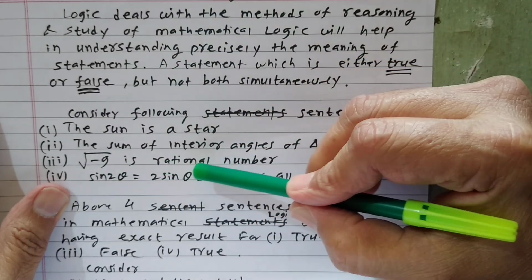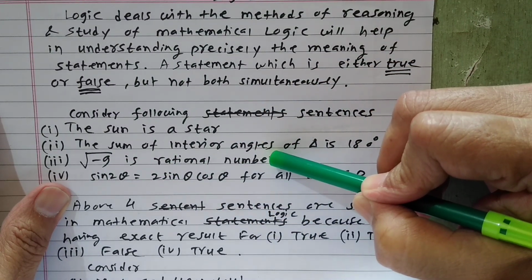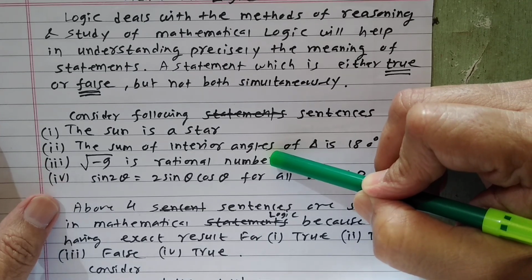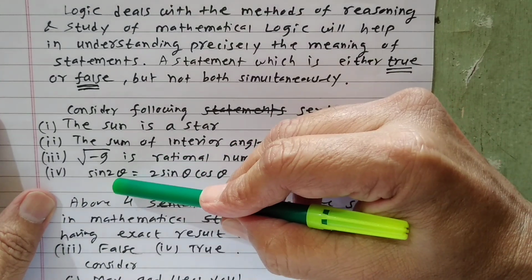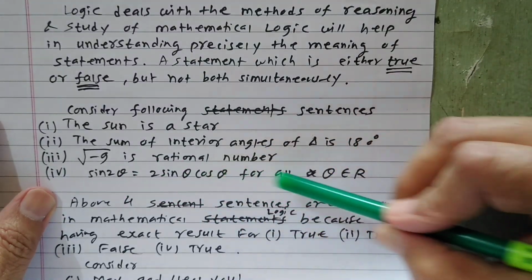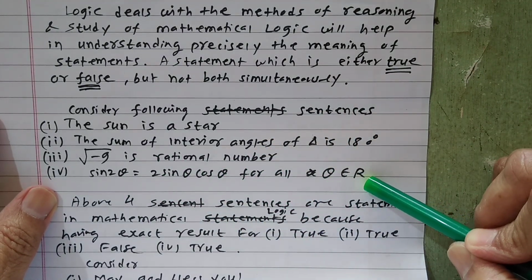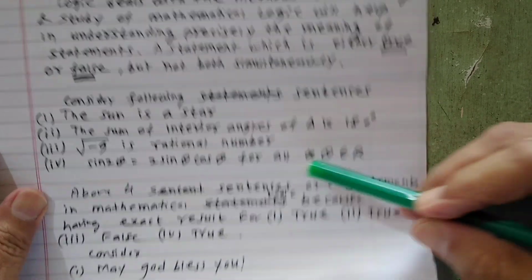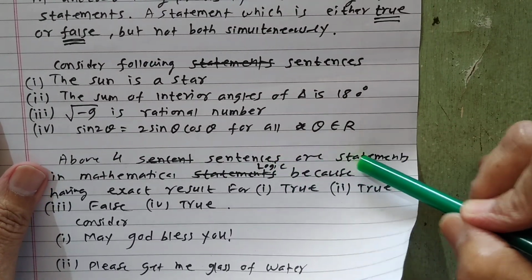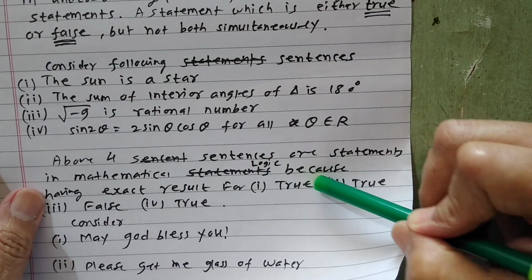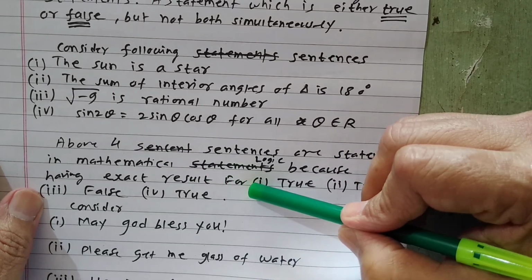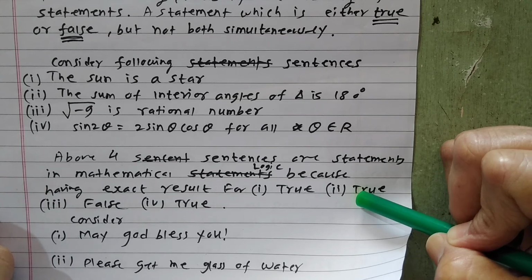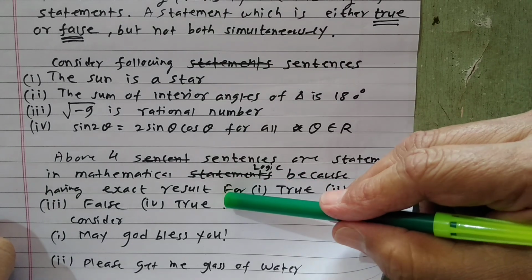Root of -9 is a rational number. This is a false statement. Therefore the answer for this statement is capital F, or the truth value is false. Sin 2 theta is equal to 2 sin theta cos theta for all theta belongs to R is a correct statement, or correct formula. Therefore truth value is capital T. The above 4 sentences are statements in mathematical logic because they have an exact result. As I told you previously, first statement true, second statement true, third statement false, and fourth statement true.